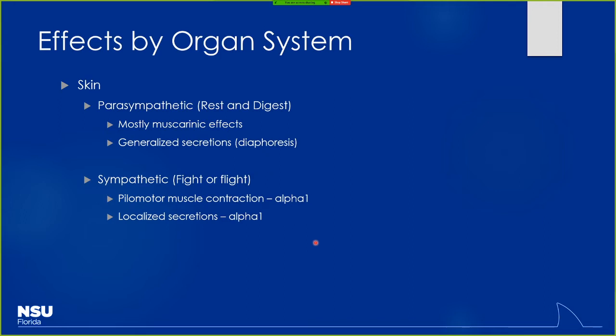It's kind of a generalized tone. You can have both being activated at the same time. It's more so a matter of which one is more predominant, right? Which one am I more expressing at the time, sympathetic or parasympathetic, depending on the situation.